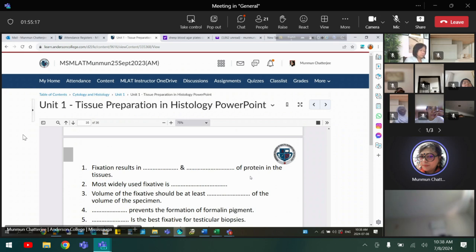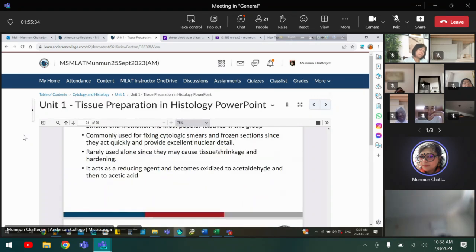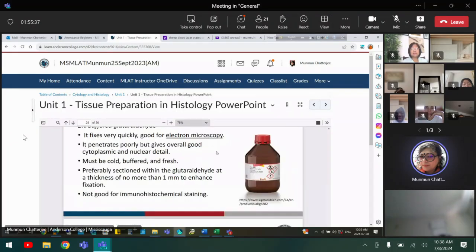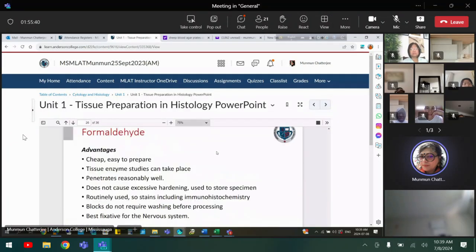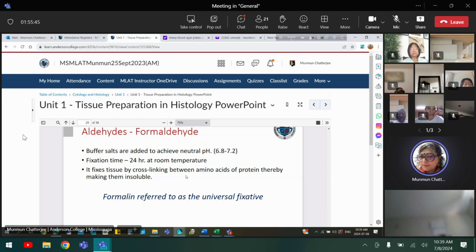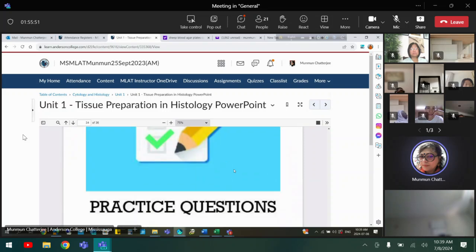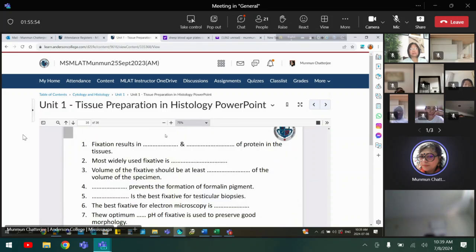These are the different questions. Fixation results in the amine. They told you, but I told you it doesn't need it. This is a stupid one. Glutaraldehyde. What is that? Cross-linking between amino acids and protein. So you can see from where you can get the answer. Amino acid and the protein of the tissues.